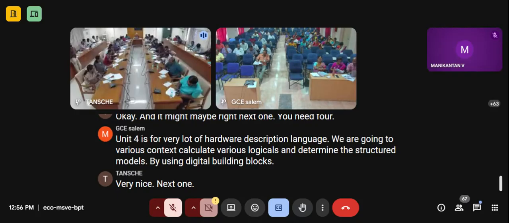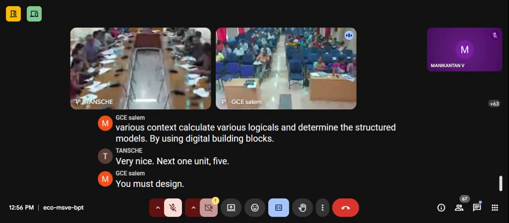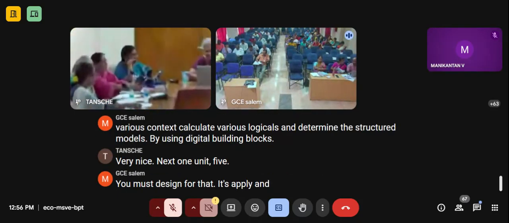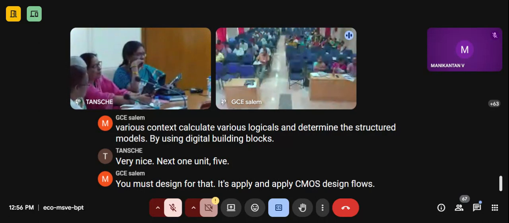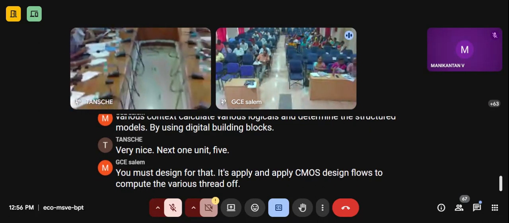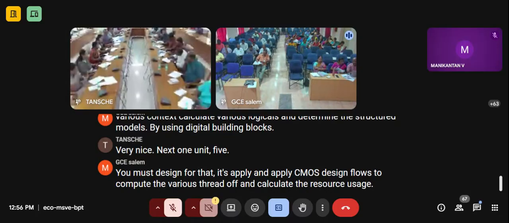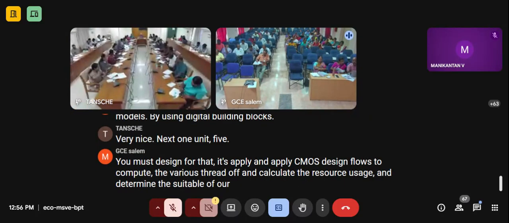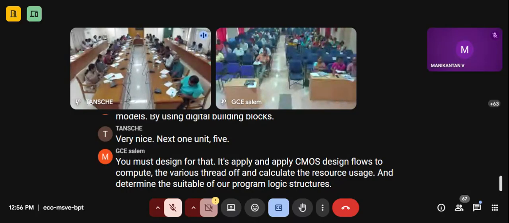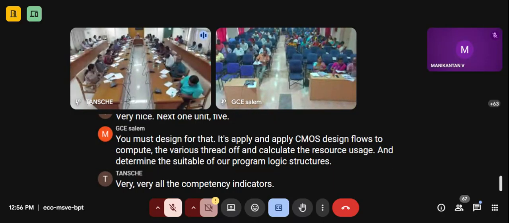Next one, unit 5. CMOS chip design. For that, it's apply CMOS design flows to compute the various trade-offs, calculate the resource usage, and determine the suitable programmable logic structures. Very well. All the competency indicators are very well defined.